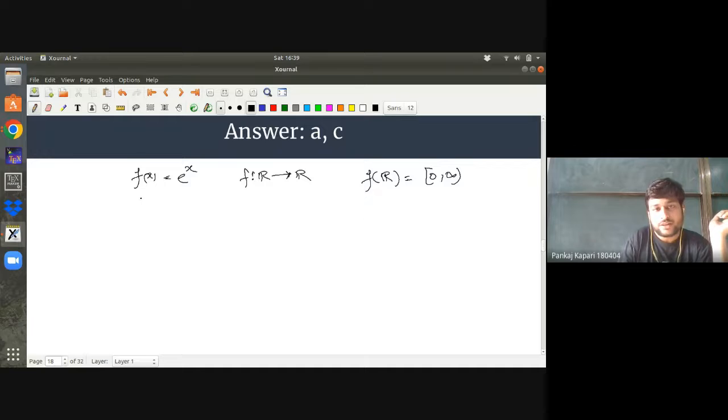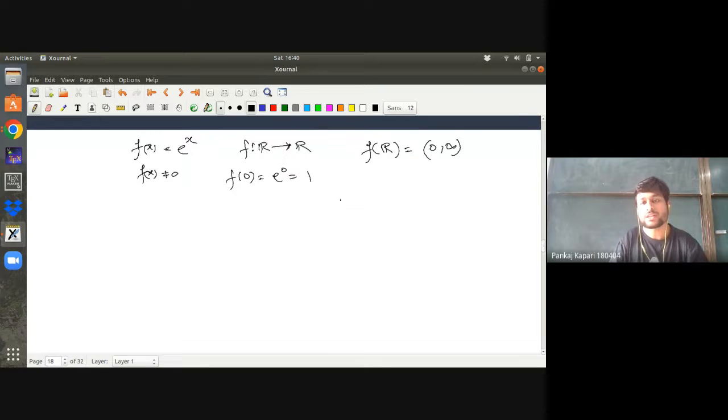The function is never 0. f(x) cannot take the value 0, because powers of e are always positive. And when you take f of 0, meaning e to the power 0, you will get 1. The behavior of this function is like this, this is the graph of this function. So here at 0, you will have 1, the point (0, 1).